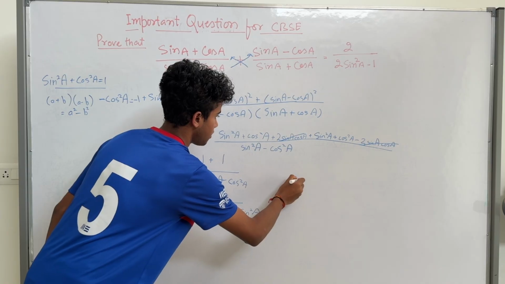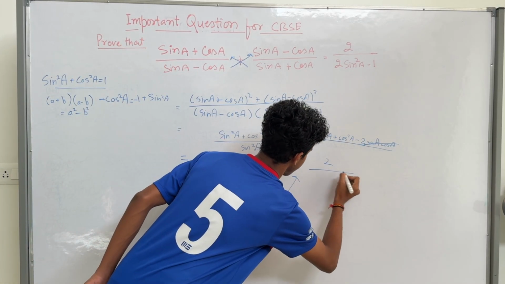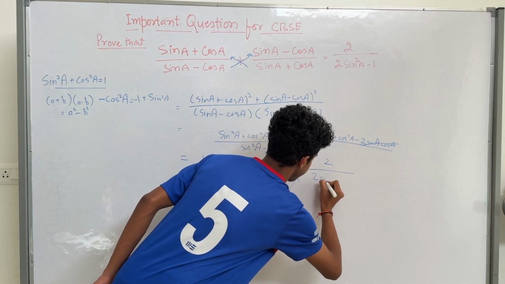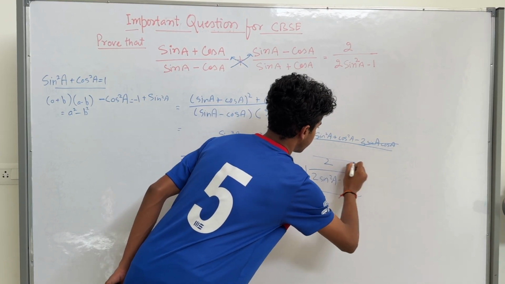Then we'll add both the terms, and then we'll get 2 by 2 sine square a minus 1, which is what we had to prove.